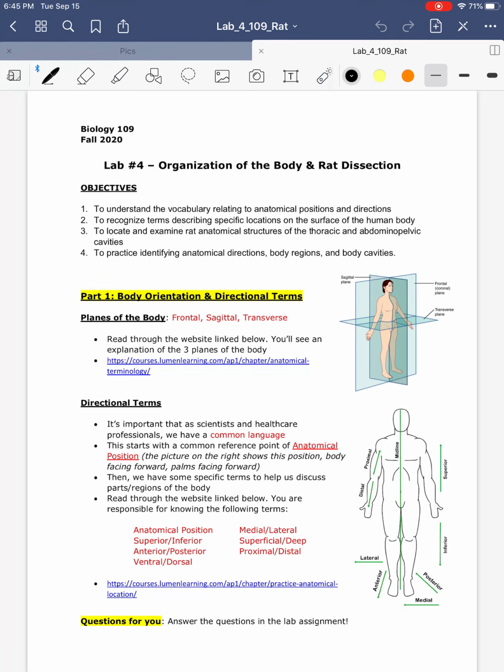Hello everyone, this is Dr. Jenkins. We are already here with lab number 4, which involves some directional terms, terminology, and then of course there is the rat dissection. It won't be the same without being in person, but we'll do our best, okay?